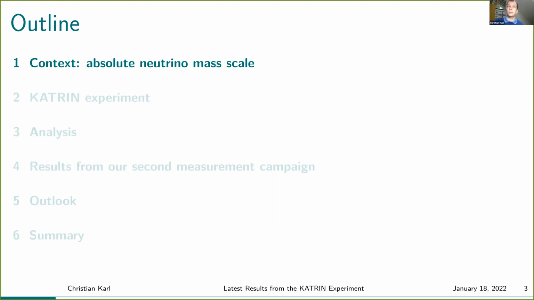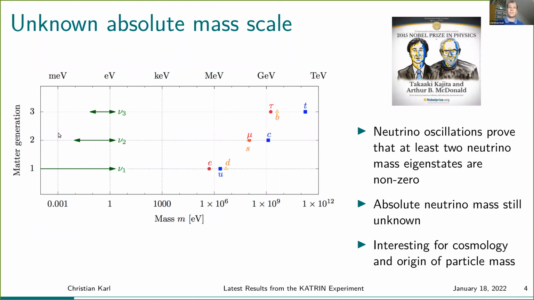All right, so let's try to set the context. Here I'll be very high level, and I'm sure you all know things much better than me. The first thing I would like to say is, of course, that the absolute mass scale of the neutrino is still unknown. While neutrino oscillations have proven that at least two of the mass eigenstates are non-zero, they can only provide a lower bound, but they cannot provide an upper bound, and therefore they cannot really measure the absolute mass scale.